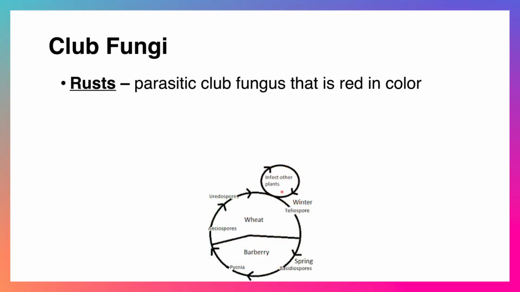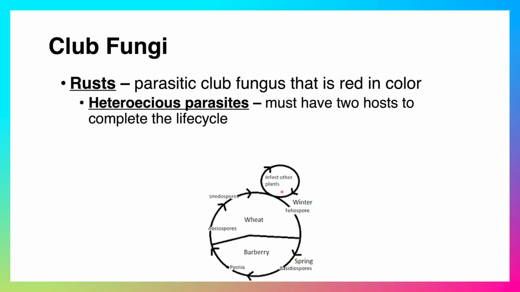Another club fungus is something called a rust. A rust is a parasitic club fungus that's called a rust because it's red in color. Now the interesting thing about this club fungus is that it's a heteroecious parasite. What does that mean? That means that it must have two hosts in order to complete its life cycle.